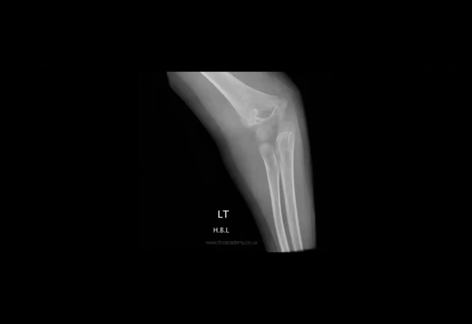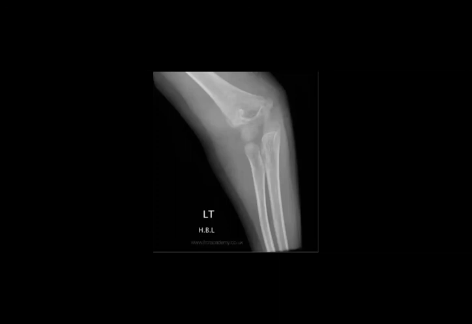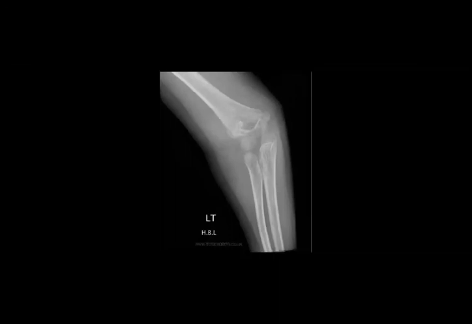When you go to the elbow of a child, what is the first thing on your checklist that you will search for? Yes, supracondylar fracture. So you will search for any supracondylar fracture. Okay, so this one is a supracondylar fracture. Perfect.